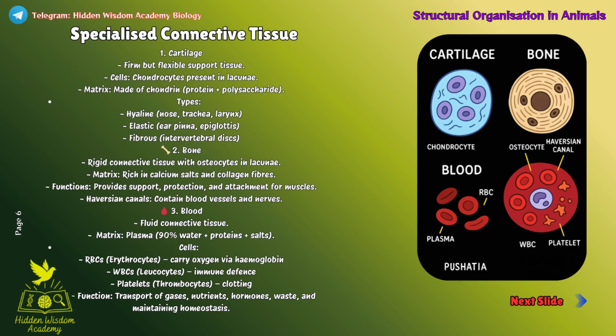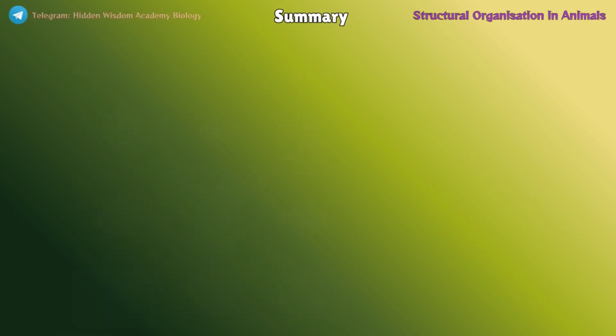Its cells, called osteocytes, are arranged around Haversian canals that help in strength and nourishment. Blood is a fluid connective tissue that keeps flowing through the body. It carries oxygen, nutrients, and hormones, and also protects us using immune cells and clotting. So, cartilage gives flexibility, bone gives strength, and blood keeps everything connected and alive.